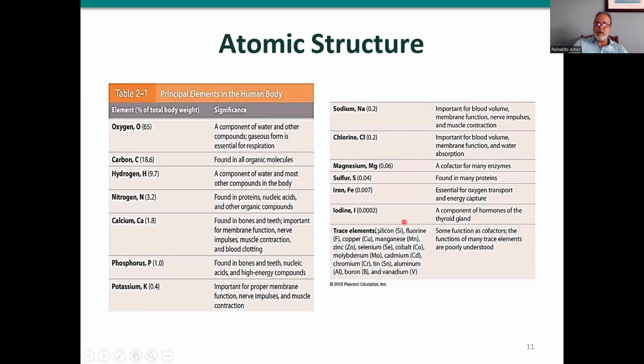There are trace elements here as well. There is iodine, which in AMP2 you're going to learn is needed to make thyroid hormone. Iron is needed to bind oxygen; it's found in hemoglobin. You can see it says here an energy capture. What are they talking about here? Iron is needed for energy capture. They're talking about the mitochondria, the inner mitochondrial membrane.